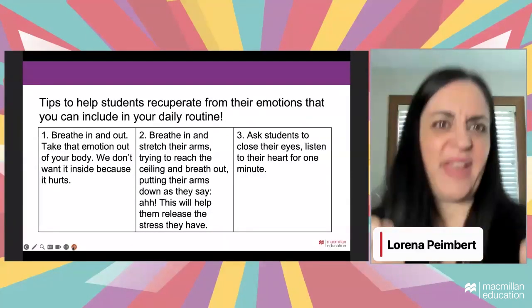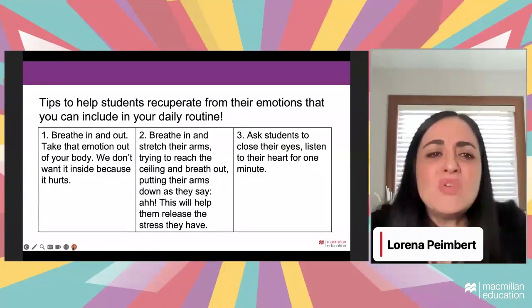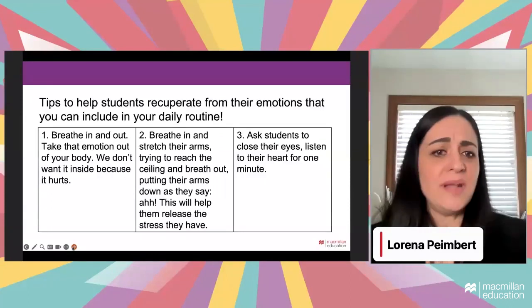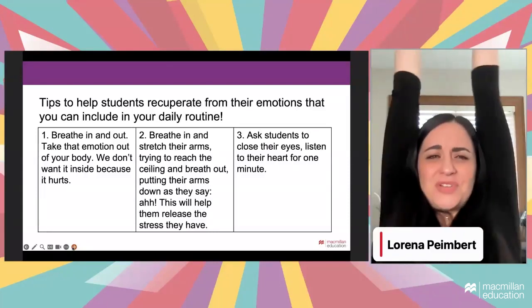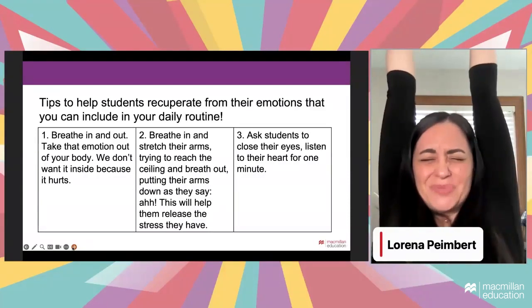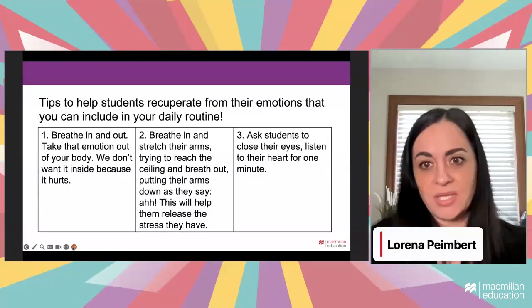I'm feeling super angry, right? So breathe in and out. Take that emotion out of your body. We don't want it inside because it hurts, okay? Breathe in, stretch your arms. I try to reach the ceiling. Oh, release stress with your kids.